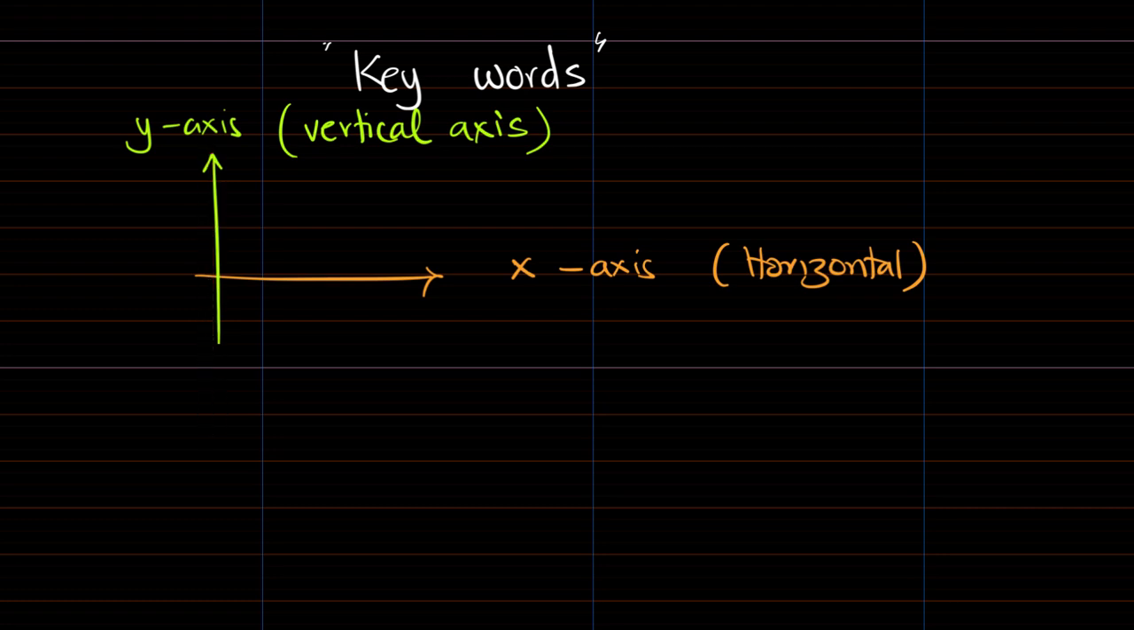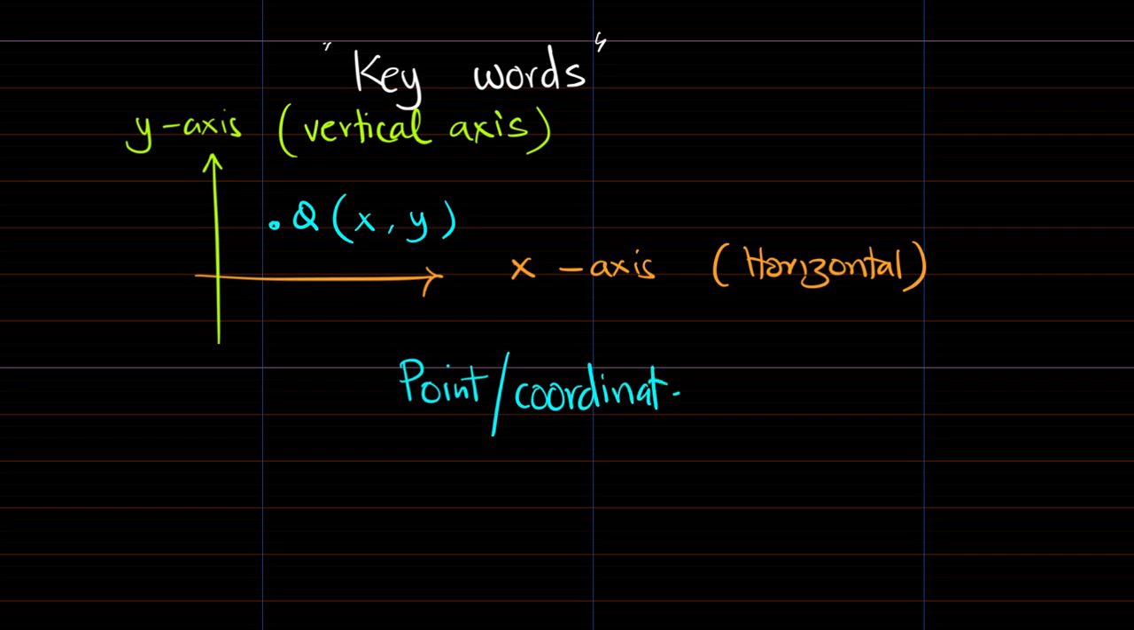And then naturally we talk about a point. Let's say the point is labeled by the letter Q and it has an x coordinate and a y coordinate. So we are talking about a point, we are talking about a coordinate, we are talking about axes, the horizontal axis and the vertical axis. The horizontal is known as the x-axis, the vertical is known as the y-axis.